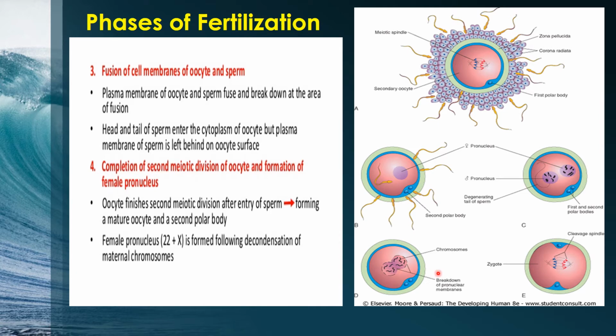And after that, there is the fusion of the genetic material, or the completion of the second meiotic division. The female pronucleus is formed following the decondensation of the maternal chromosomes, and this second meiotic division is completed, and the initiation of the cleavage takes place. Now, this zygote which is formed is a pluripotent or totipotent cell, and it undergoes various cell divisions, and along with the cell divisions, it also starts moving towards the uterine cavity.